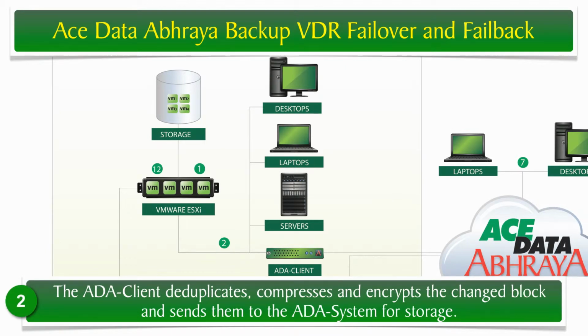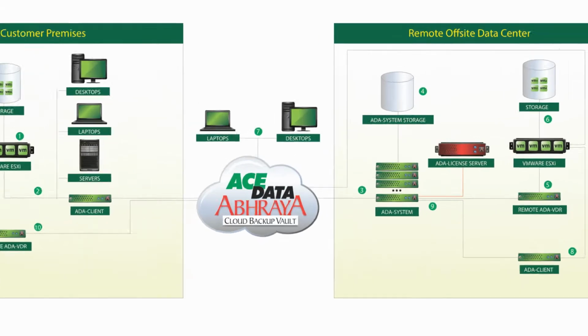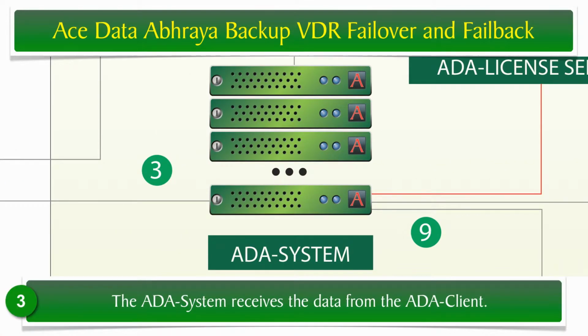These blocks would come to the ACE Data Abhraya client, and the Abhraya client would deduplicate, compress and encrypt these change blocks and send them over to the Abhraya Backup Vault system for storage on the public cloud. The ACE Data Abhraya system on the public cloud will receive the data as the next step.